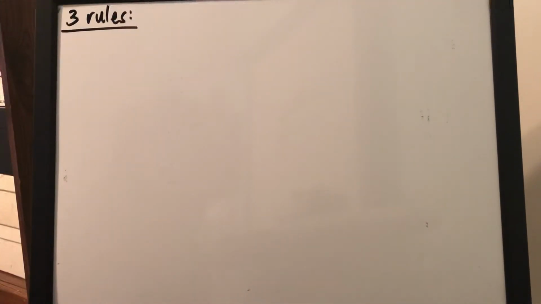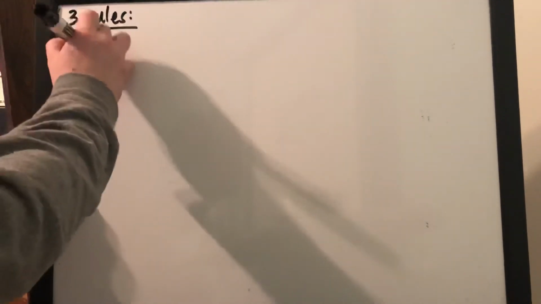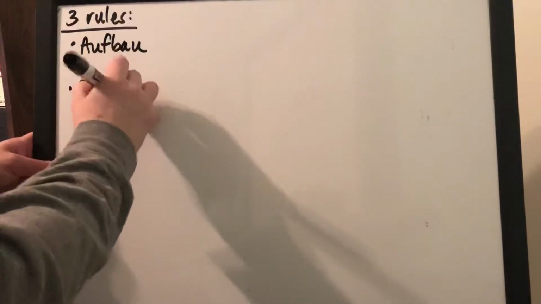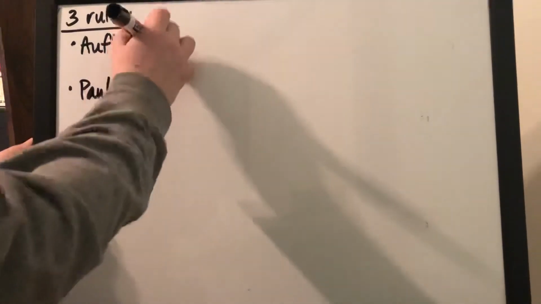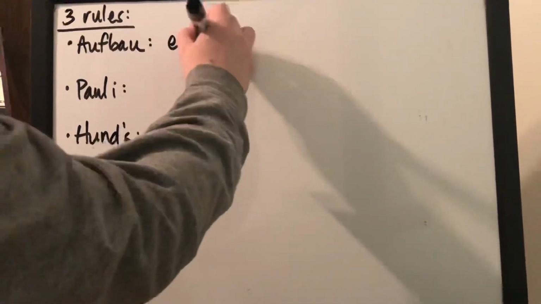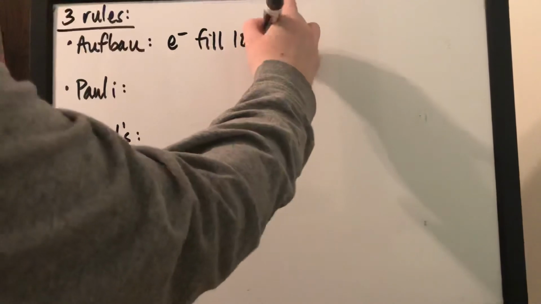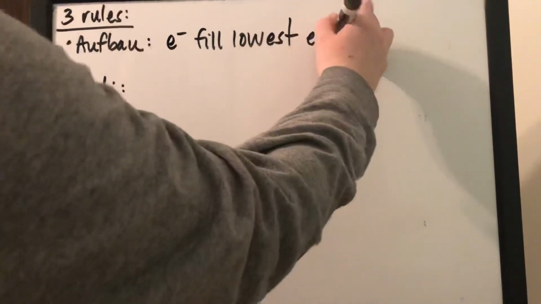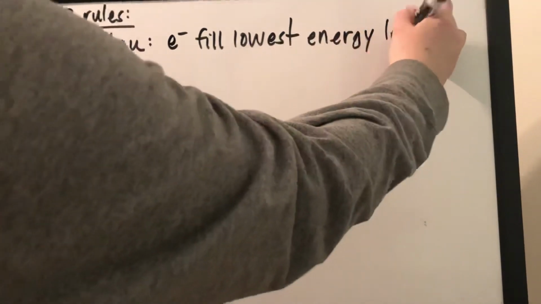All right, so we have 3 rules that govern the filling of orbitals. Okay, and those 3 rules are the Aufbau principle, the Pauli exclusion principle, and Hund's rule. Okay, the Aufbau principle is the easiest one, and it says electrons fill lowest energy levels first.